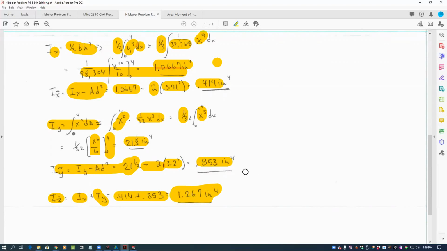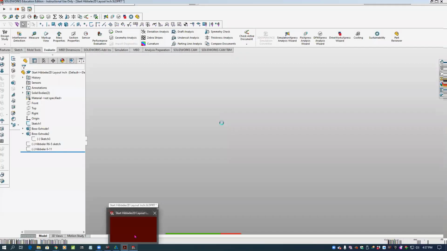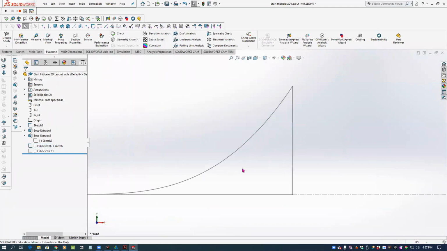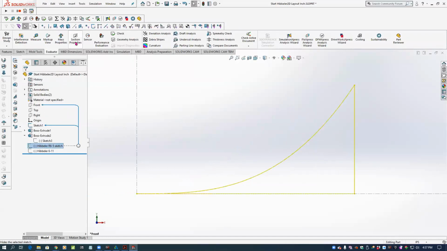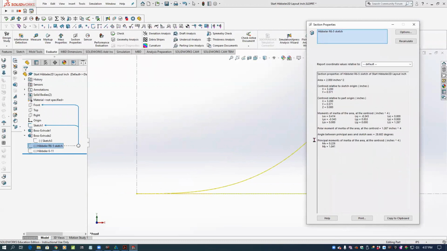Well, let's compare these values in our CAD system and see if we get the same values. I think I've already got this in here, and I'll show you how to create that if you have trouble creating the geometry. So I've already created this one ahead of time. So let's just use our section properties and look at these values here. We have the area we said was 2 inches, that's correct. Our centroid, with respect to the centroid, is 3.2.